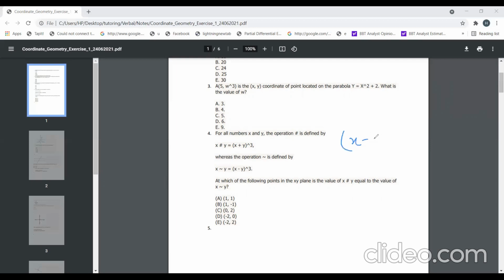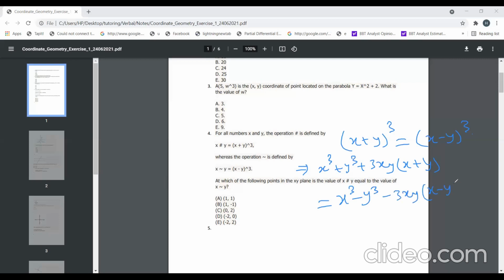Simply what we can do is x plus y cube equals x minus y cube. Let's just expand them. You just substituted the values of the answers, right? Yeah, okay, I understand.